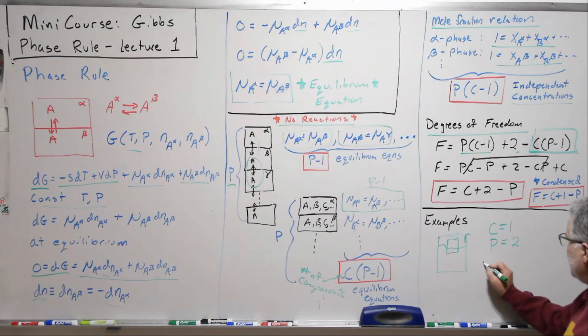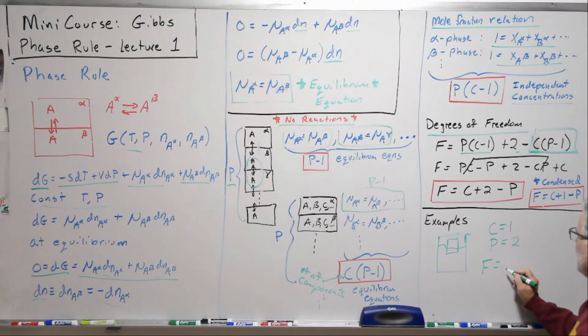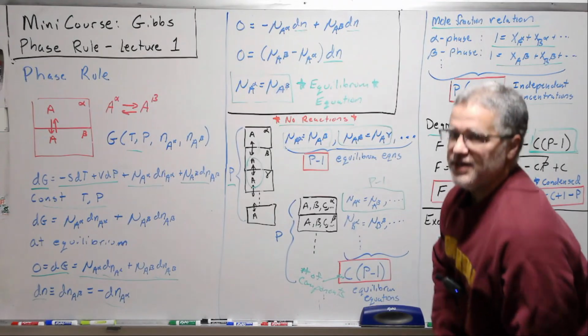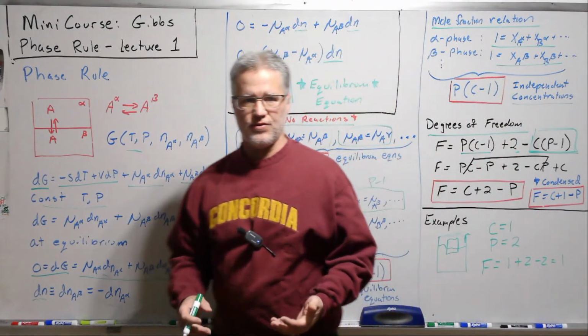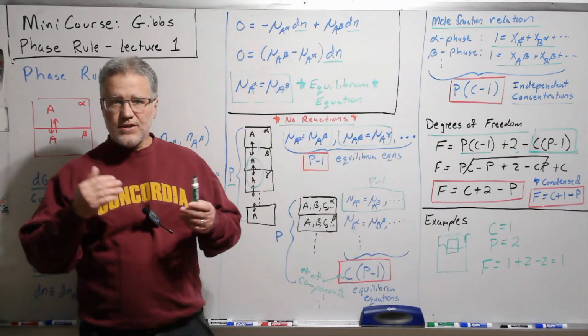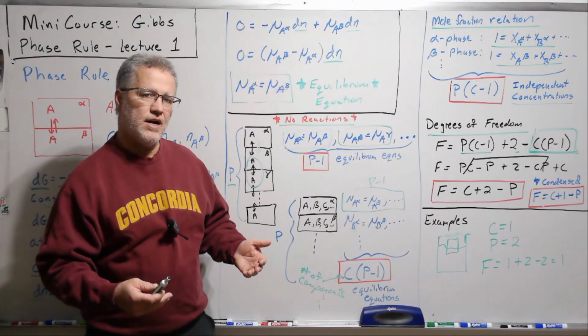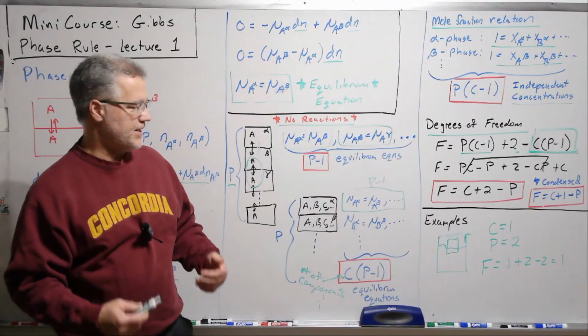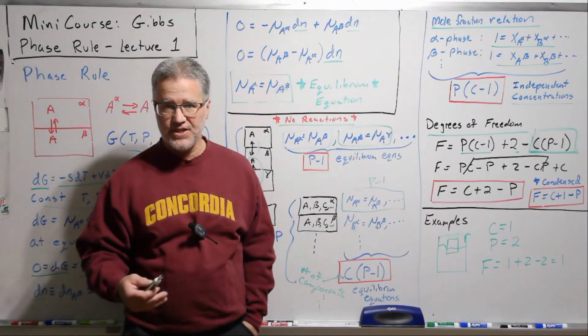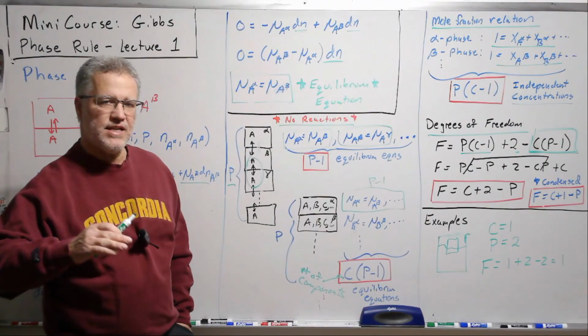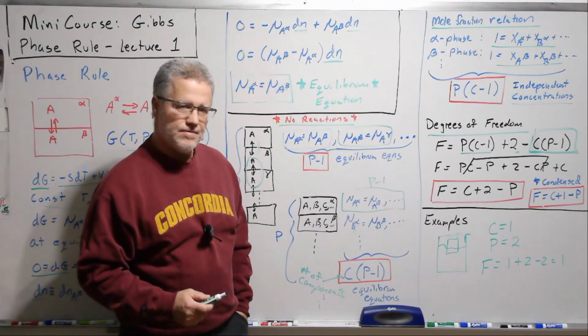So the number of degrees of freedom then would be 1 plus 2 minus 2 equals 1. So there's 1 degree of freedom given by the Gibbs Phase Rule. Now we'll go into this in more detail. Here we're just going through how to calculate the degrees of freedom based on what we see here. We'll understand more what this means physically later.